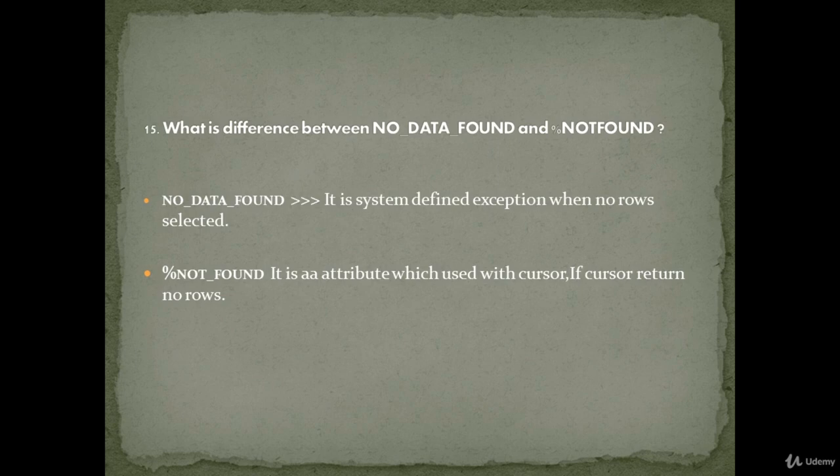And if you write a cursor on the same table and you call that cursor, it will give you percent not found. So remember, the no data found exception will be raised by Oracle when there is no row in a table. Percent not found will be given by Oracle when there is a cursor without rows. Is it clear? Can we repeat once again? What is the difference between no data found and percent not found? No data found is a system defined exception when no row is selected. Percent not found is an attribute used with a cursor if the cursor returns no row.